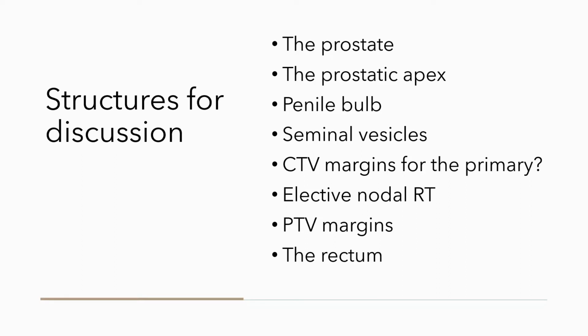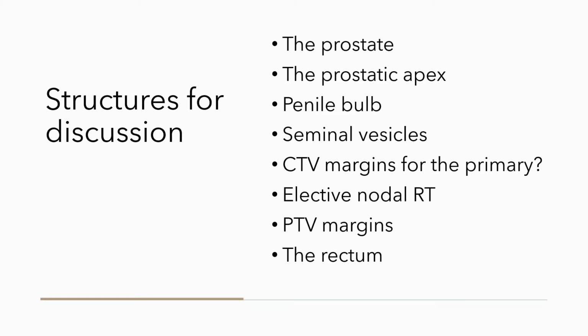The most important one is the prostatic apex, followed by the penile bulb, which is not really a prostate, but it's something that you need to identify properly if you want to delineate the target volumes of the prostate properly. We also need to understand the seminal vesicles, when to treat them and how much.